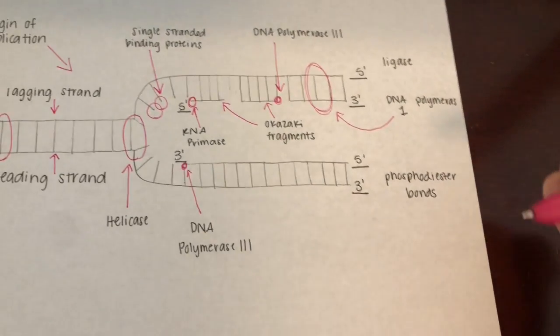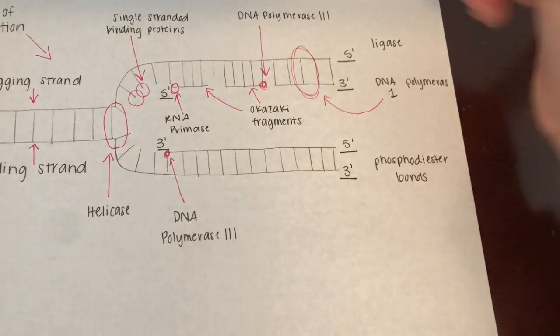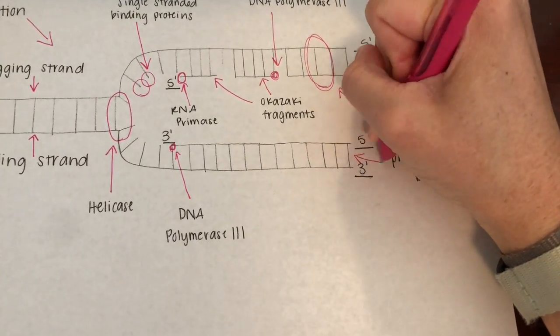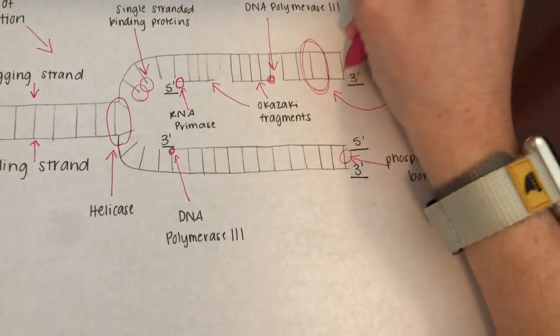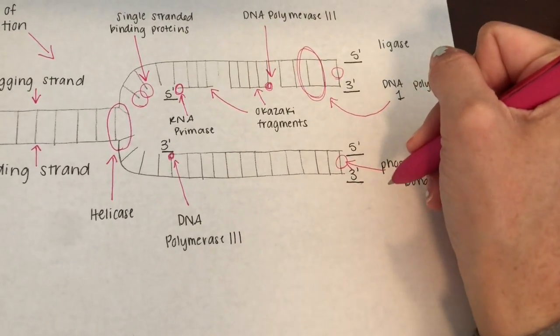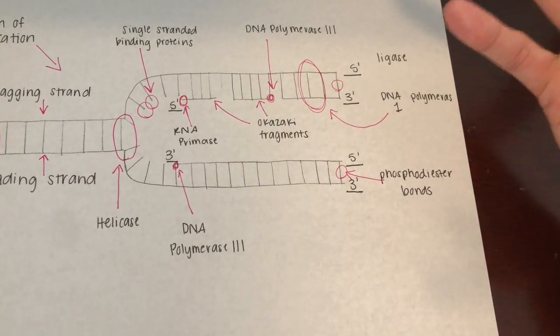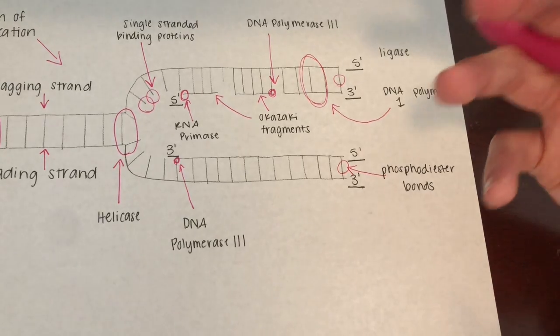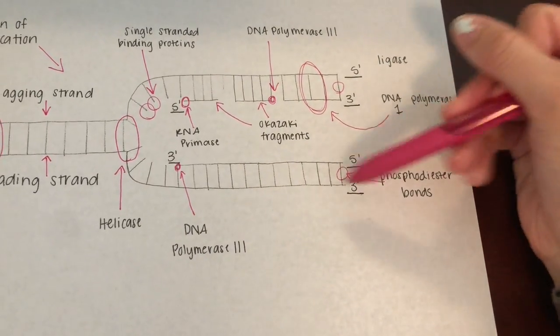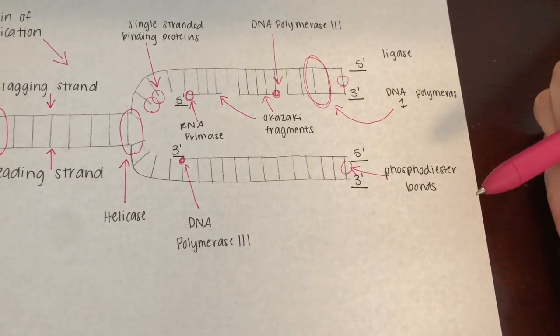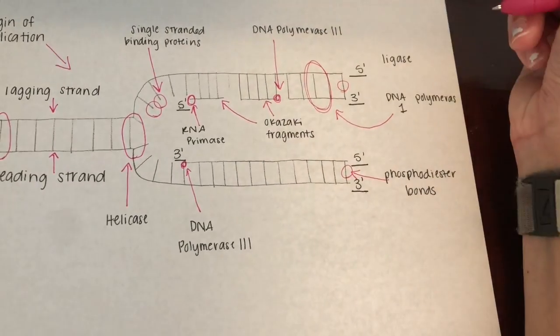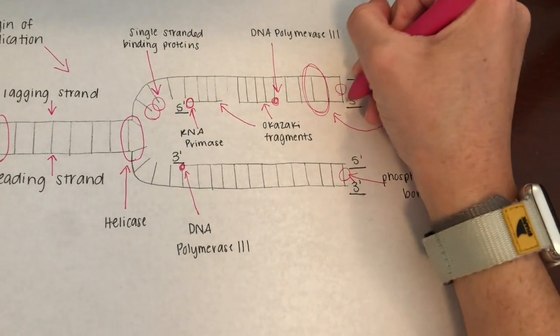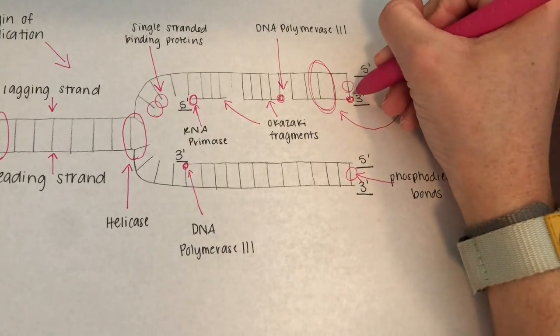And then lastly, we have our phosphodiester bonds, which are here and here. It's between the 3' and 5' ends. It creates one full bond and complete hydrogen bond to complete the DNA double helix. And the ligase is found like down here.